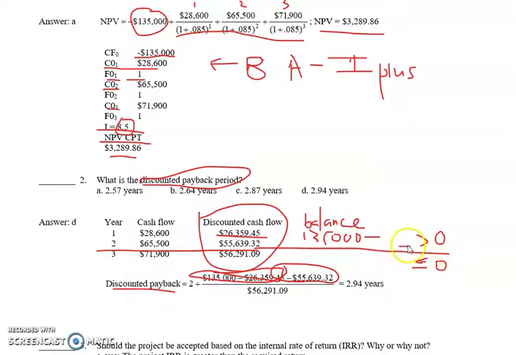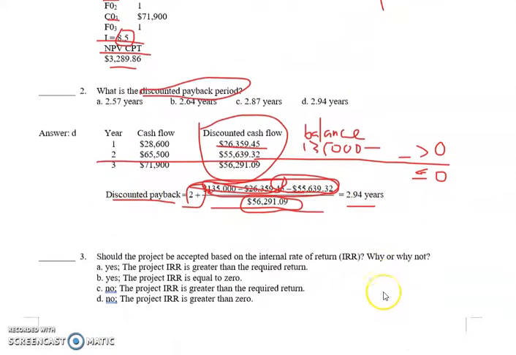Year 2 you got the positive balance, year 3 you got a negative or zero balance. That means your investment will be paid off between year 2 and year 3. So the payback period is 2 plus some number less than 1, so 2 point something. So we need to find that number. How to find it? We use the balance at the end of year 2 over the discounted cash flow of year 3. So we find 2.94 years. Your investment will be paid back in less than 3 years, but more than 2 years.